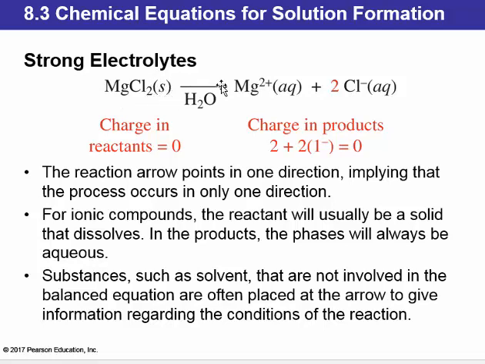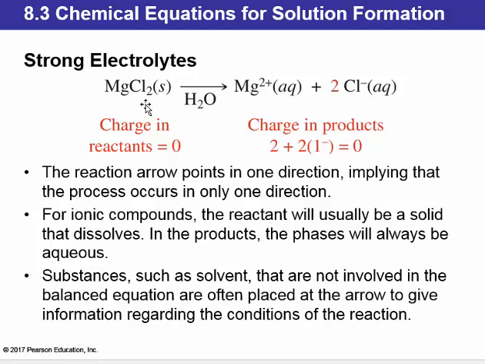Then we have the arrow and the water, which is a necessary condition, and then it breaks apart into the ions that form it. Magnesium, which has a +2 charge, and 2 chloride anions, and each chloride has a -1 charge. The phases here are AQ, which means that each of these ions are completely surrounded by water molecules.